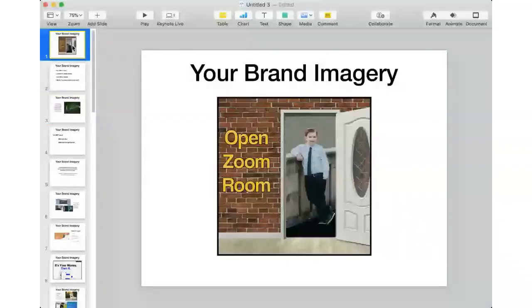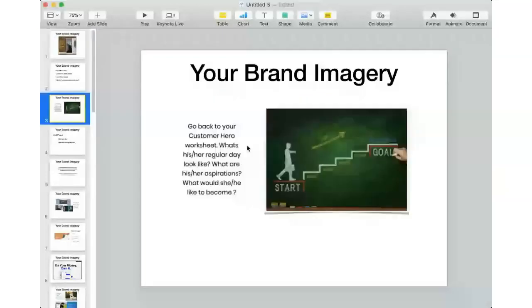What's your focus? Remember, my focus was this. So it's important for me to remember that. I've got to think about what that hero's focus is, and that's the customer. What's the customer's focus? What are his or her aspirations? What would she like to be or become? What would he or she like to be or become? And that's that customer journey that we're going on.